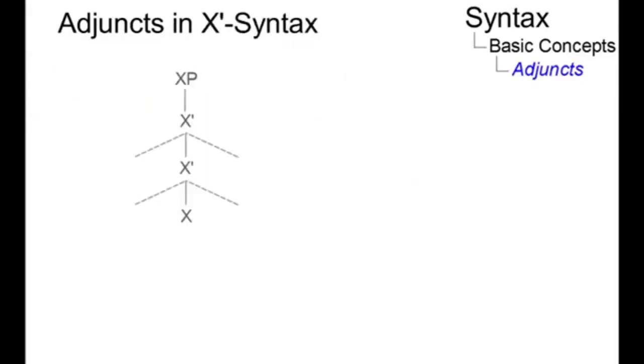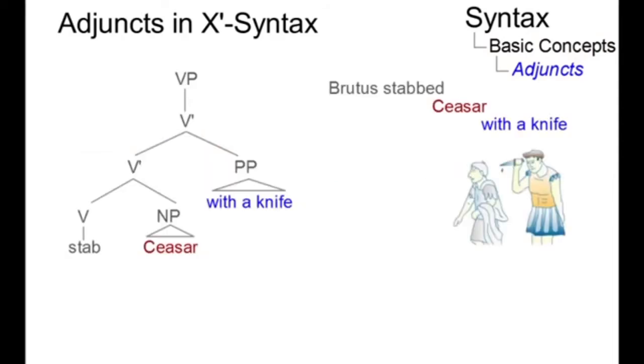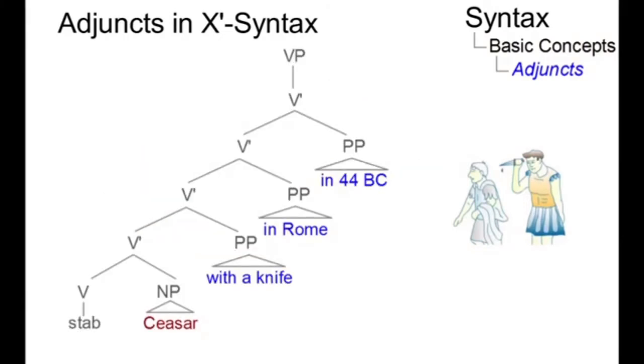In X-bar syntax, the phrase structure representation format in generative grammar, adjuncts are defined structurally as sisters of X-bar and as daughters of another X-bar. So in Brutus stabbed Caesar with a knife, the prepositional phrase with a knife is an adjunct. It is a sister to verb bar and a daughter to another verb bar. Since adding an adjunct may recursively expand X bar into another X bar, the number of adjuncts is theoretically unlimited.